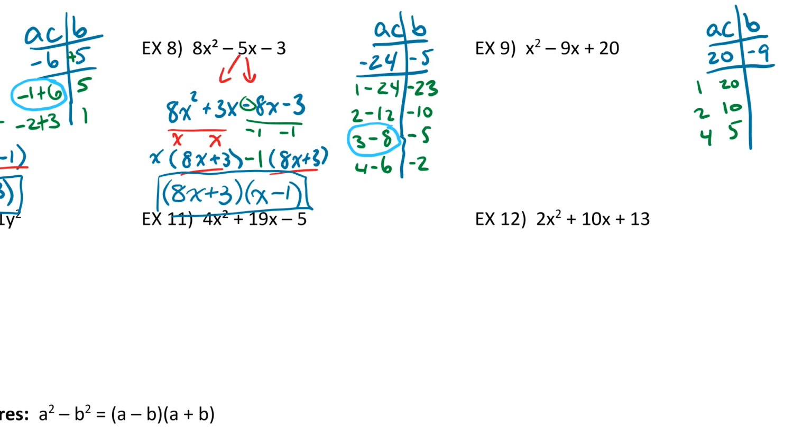B is negative, that means the bigger number is going to be negative. And AC is positive, which means they need to have matching signs. So if the bigger is negative, the smaller also needs to be negative. And then we add them up. So negative 1 minus 20 would be negative 21. Negative 2 minus 10 would be negative 12. And negative 4 minus 5 would be negative 9. So those are the factors that we want.